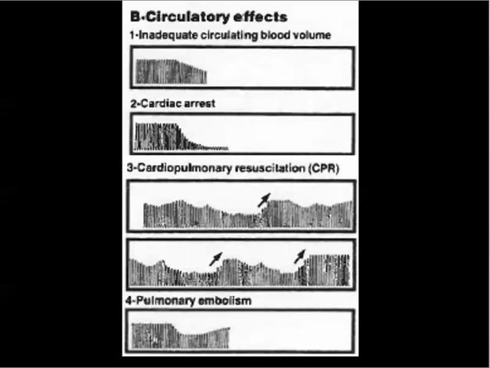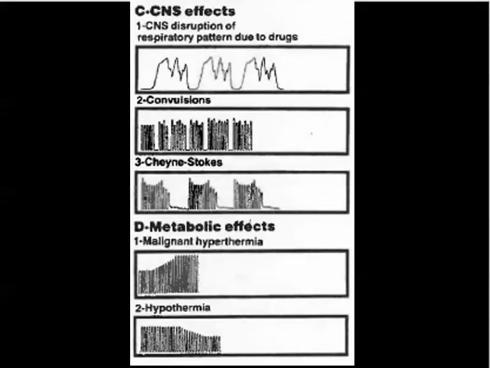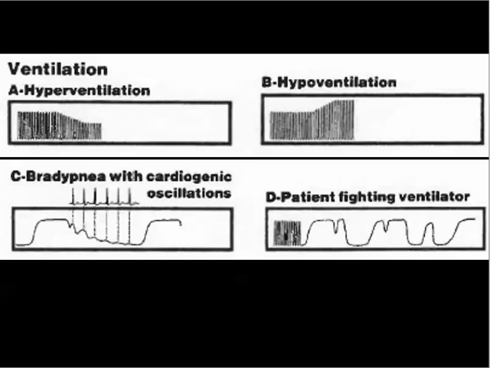CPR, what looks like that, what a pulmonary embolus might look like. Metabolic defects like MH, where you just get a sudden flood of expired carbon dioxide. Hypothermia decreases the, and so on and so forth. The so-called curare notch in frame D here, where the patient is fighting the ventilator and trying to breathe against the ventilator.